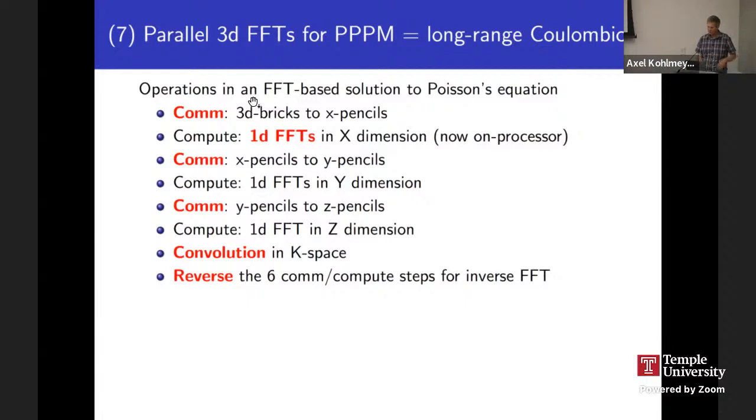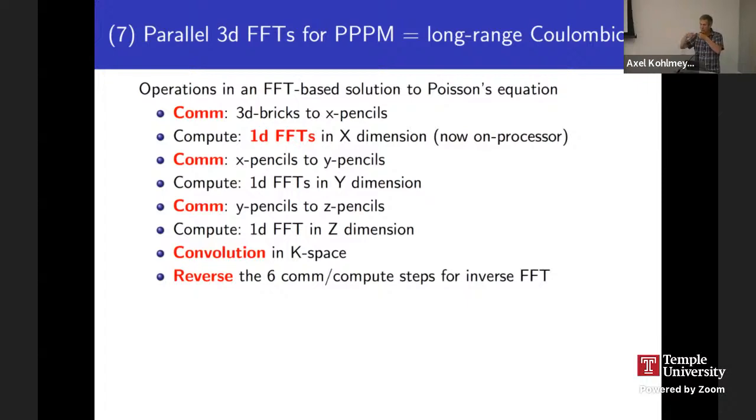So initially, that smearing of charge with little forward and reverse communications gives you, for the grid cells that a processor owns, which would be like a little sub-brick of the 3D domain, the portion of the FFT that each processor owns. So there needs to be a communication step to convert that 3D brick decomposition to little thin pencils that extend all the way in the X direction. The diagram will make this clear on the next slide.